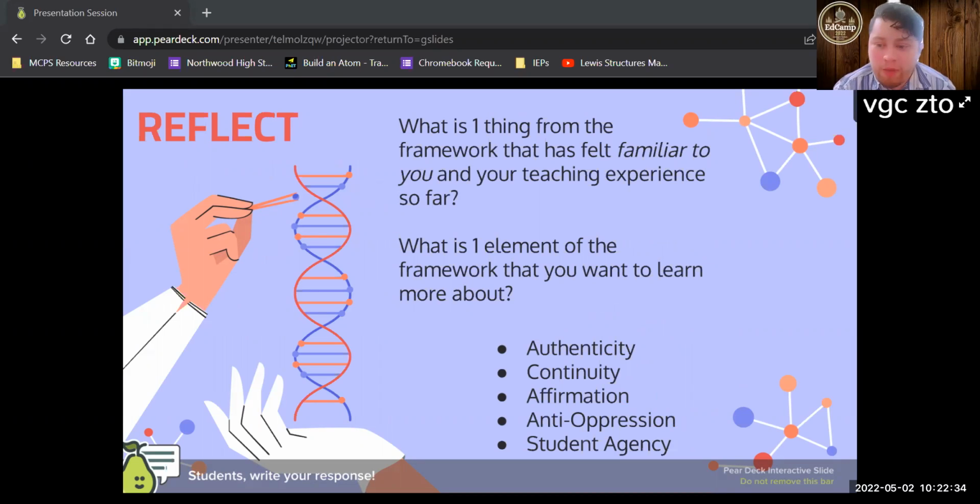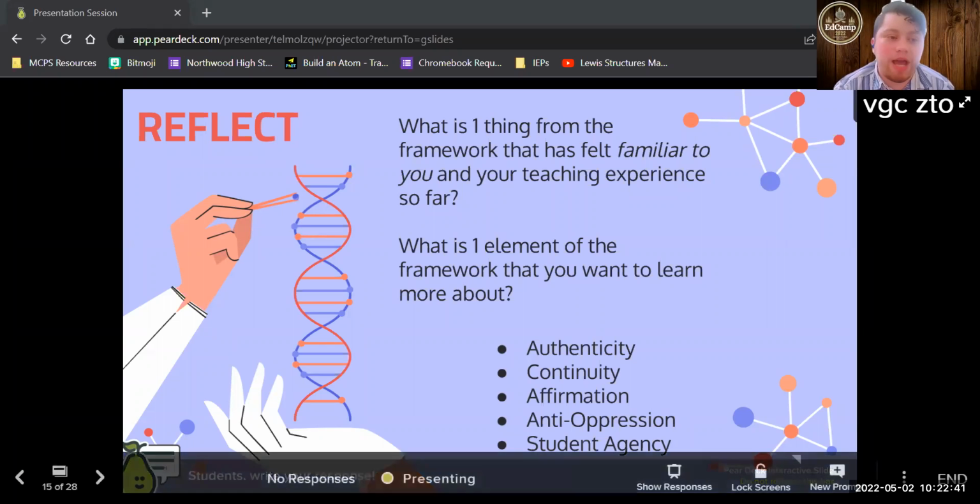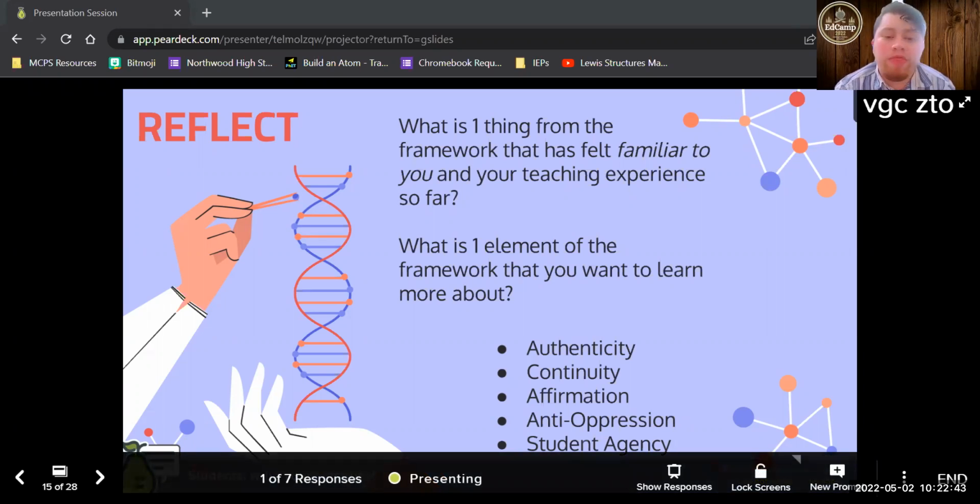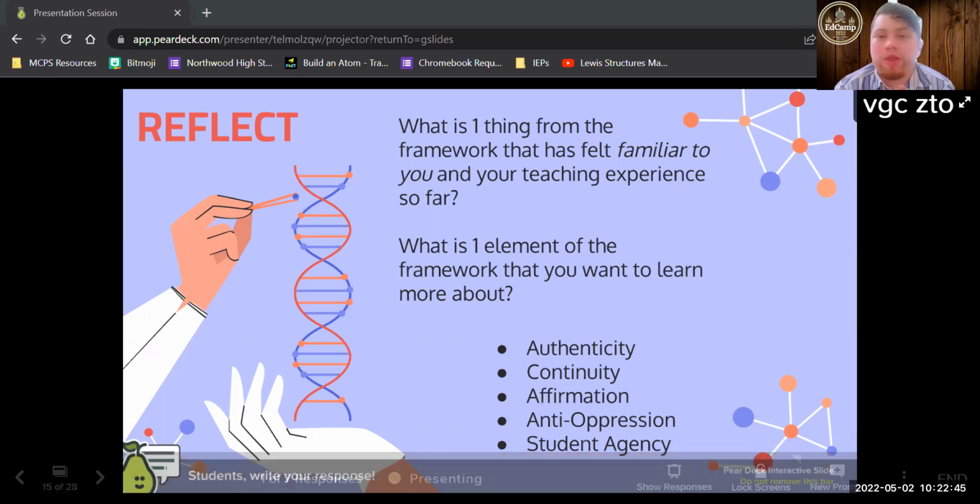Before we move forward, I wanted to give us a quick chance to check in. You can check either in the Pear Deck if you are still connected, or just in the Zoom chat, either one works. One thing that felt familiar from this framework that felt connected to your previous teaching, and then one thing that you want to learn more about.